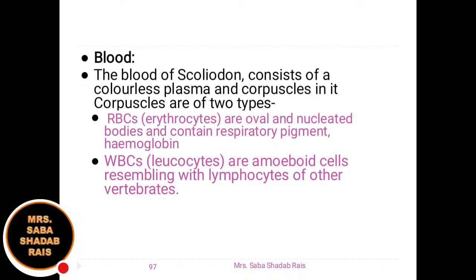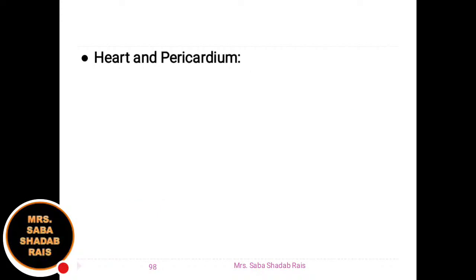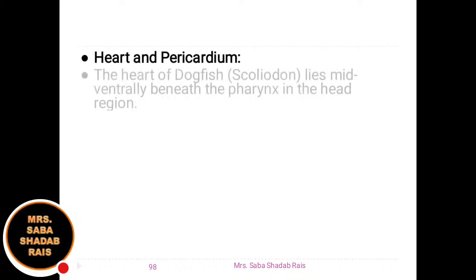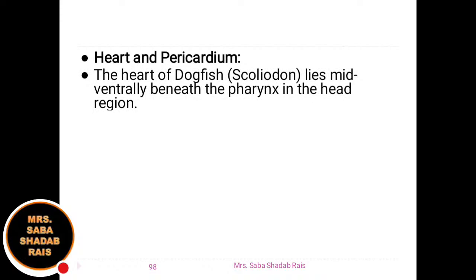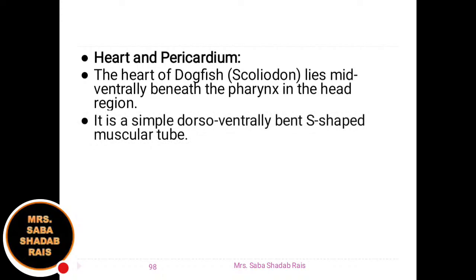Let's move ahead. The next most important component of the circulatory system is the heart and the pericardium. Now, the heart of dogfish is present mid-ventrally, beneath the pharynx in the head region. See, it is situated in between these two gills. Next, it is a simple dorso-ventrally bent S-shaped muscular tube.